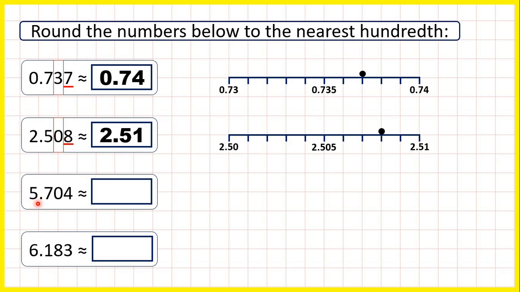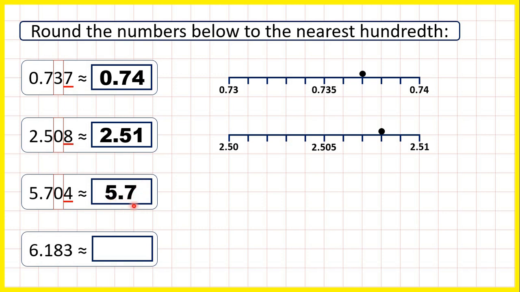Now we have 5.704, so we can find our hundredths digit and look to the right. We have a 4, so we can see that we're rounding down, because if the digit is 4 or less, we round down. So the 0 in our hundredths stays a 0, and digits to the left stay the same, so we have 5.70. But usually, when we write decimals, we don't include zeros on the end.